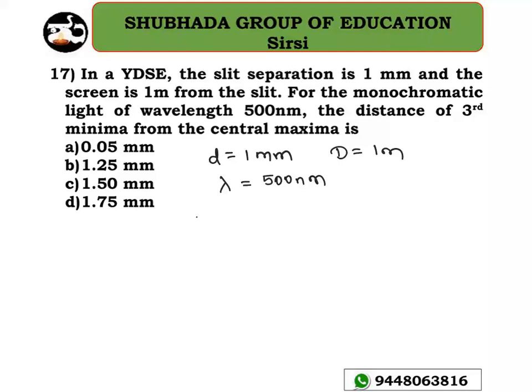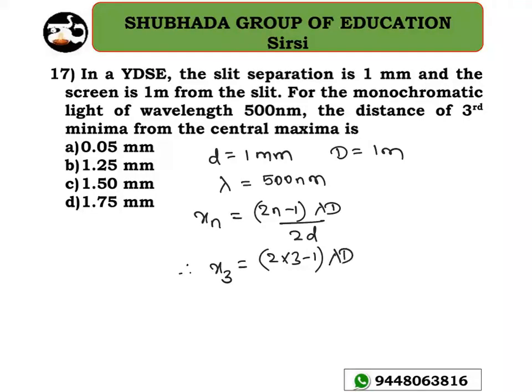Clearly we have studied that the distance of the nth dark fringe is equal to (2n minus 1) into lambda D divided by 2d. So that's the reason why x3 equal to (2 into 3 minus 1) into lambda D divided by 2d. That will give you the result as 5 lambda D divided by 2d.